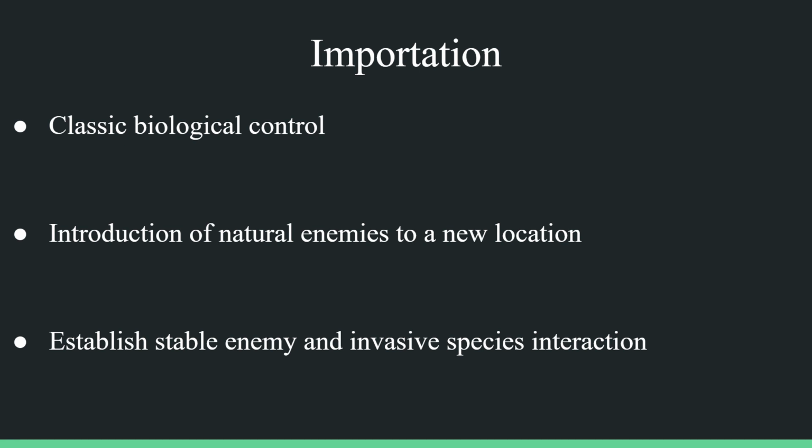Now, the first type of biological control is called importation, and this is the most common of the types used. It can also be called classic biological control, and it is the process of introducing a natural enemy into a new location and letting it establish so that it can maintain a stable interaction with the invasive species.